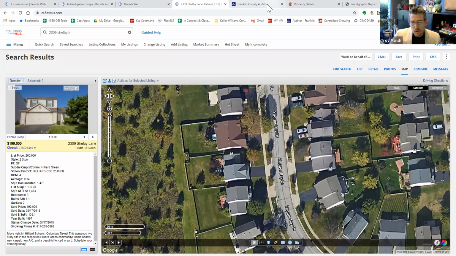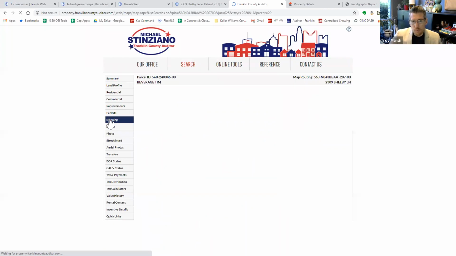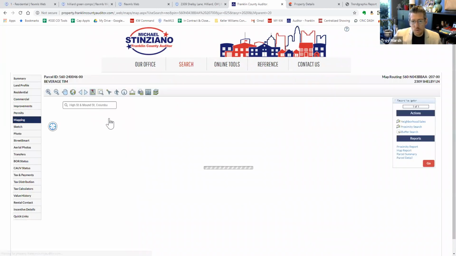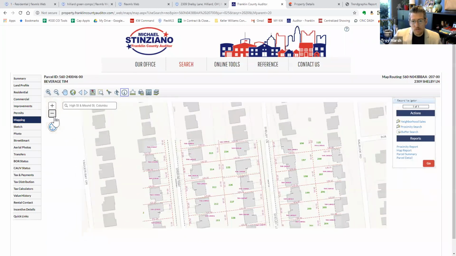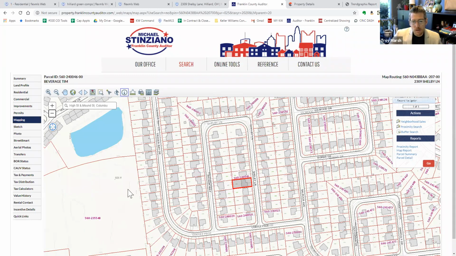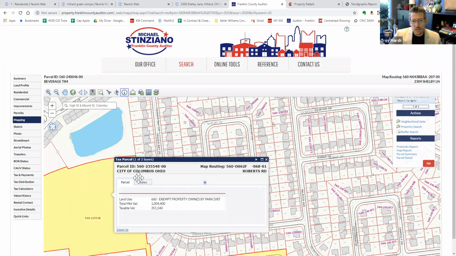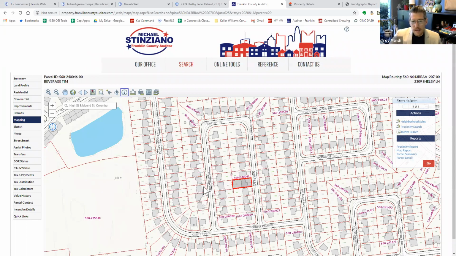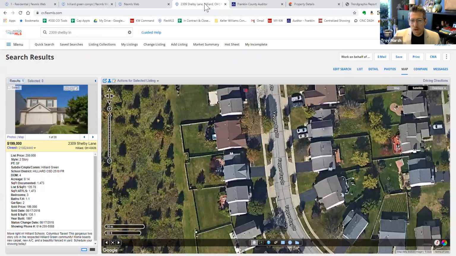I would then jump over to the auditor's site real quick and pull up the map if it's backing to an open area and you don't know what it backs to. I would go to the mapping part of the auditor's site. So let's say we were looking at this house, and I would click on this parcel, and I see the city of Columbus owns it, exempted because it's owned by the park district. That's exactly what you want to see, that it backs up to a park. And so I would say in this price range, that's probably worth another $5,000, maybe 10 to the right buyer, maybe even more to the really right buyer. But definitely I would give it a $5,000 bump.